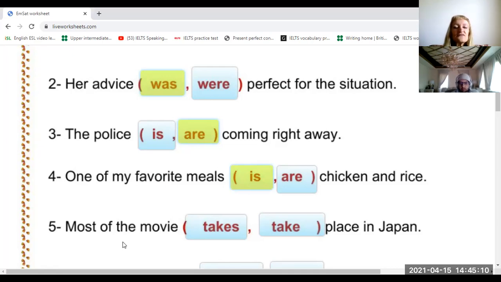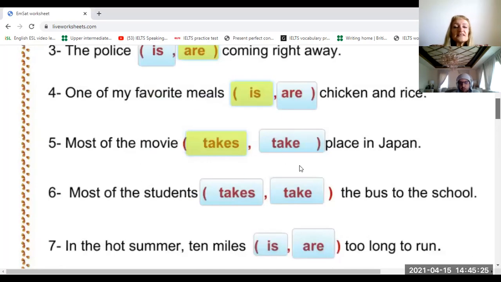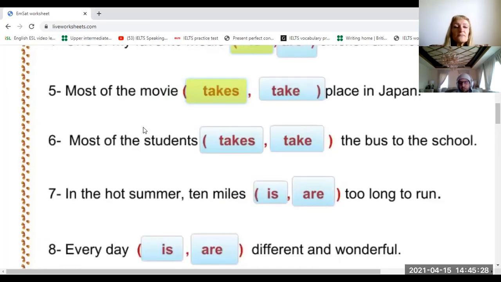Okay. Most of the movie take place in Japan. You sure? Yes. No, it's takes. Yes. Yeah, takes. Good. And are you sure? I thought it was take place in Japan. No. Most of the movie, it takes place in Japan. Or I could say most of the movie took place in Japan, but I can't say most of the movie take place in Japan. And number six? Most of the students take the bus to school.